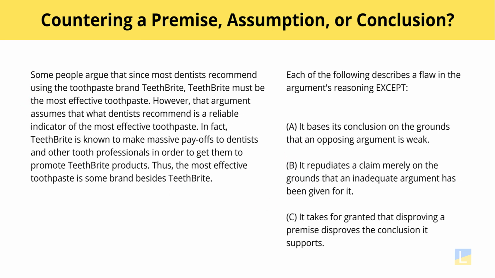Here is yet another way that the LSAT will test the exact same idea, that falsifying a premise or assumption does not falsify the conclusion. The prompt says each of the following describes a flaw in the argument's reasoning except, and I'll go ahead and just highlight the except so we don't forget about that. That means that the correct answer is not going to be something wrong with the argument, and the wrong answers will be describing a flaw.